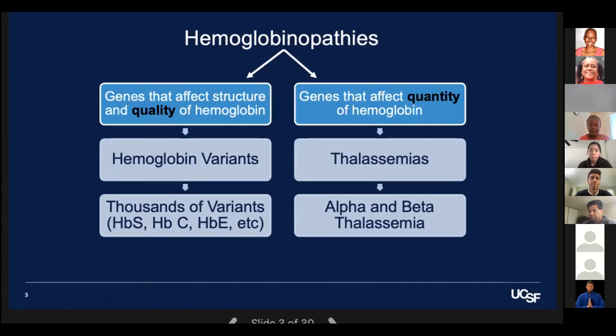So hemoglobin variants, there are a lot, right? There are a lot of different diseases that are classified as sickle cell diseases. Sickle cell anemia is only one of them. There are thousands and thousands. And they all have different clinical manifestations, and I'll get into that a little bit later. And for thalassemias, there's alpha and beta thalassemia, which are qualified under hemoglobin quantitative diseases.